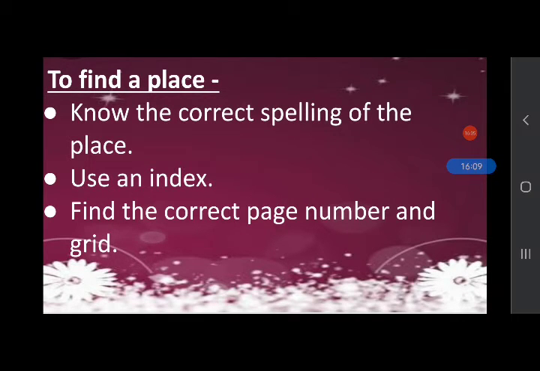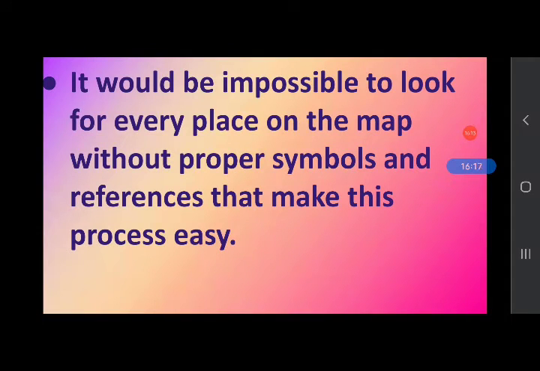Now answer, why is it important to have a grid on the map? So it is important to have a grid on the map because grids make it easy to locate a place on the map. There are many different locations on the earth, and it would be impossible to look for every place on the map without proper symbols and references that make this process easy. So without proper symbols and references or information, it would be difficult to find a place. So that's why we should have a grid on the map.